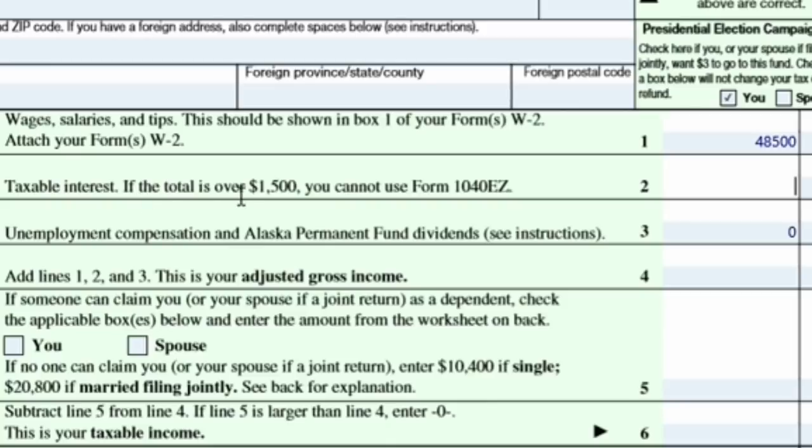Second line, taxable interest. We know that that was $200 from Paco's scenario. You will probably receive a 1099 INT, which would provide this information. If not, it's the interest you make on your bank account, like your savings account or your CDs. We know that Paco was employed, so line 3, unemployment compensation, is not applicable, and he doesn't live in Alaska.